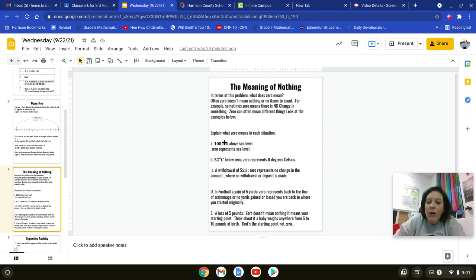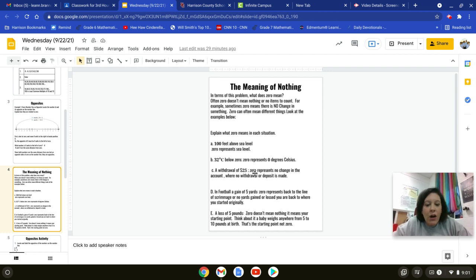If you're talking about 100 feet above sea level, well, in that problem, zero means sea level. Look at the language to the right. 32 degrees Celsius below zero. Zero in that problem means 0 degrees Celsius, which is the freezing point of water in Celsius.